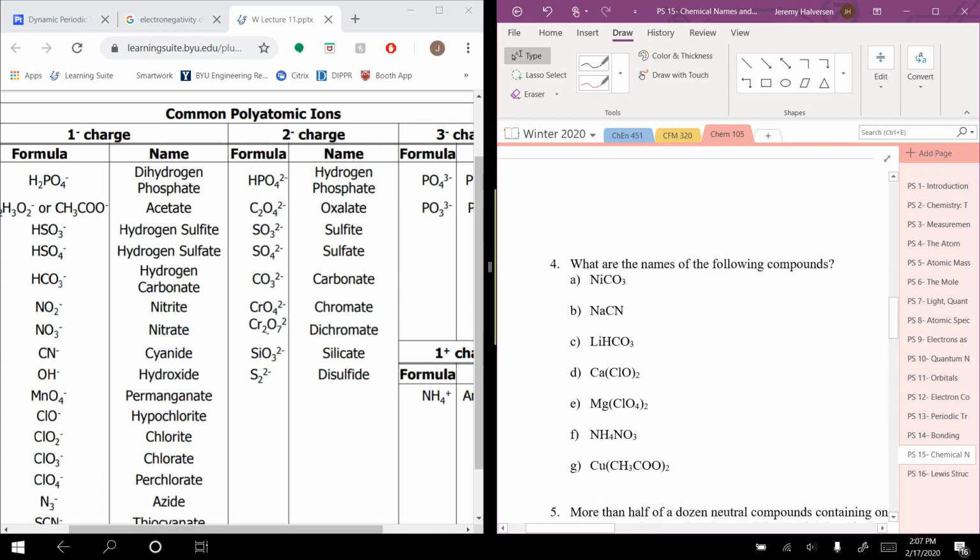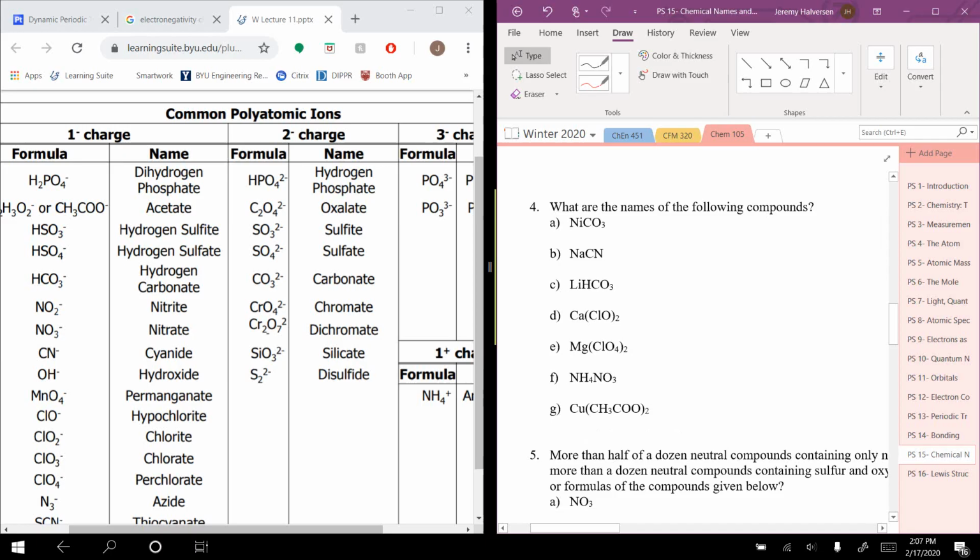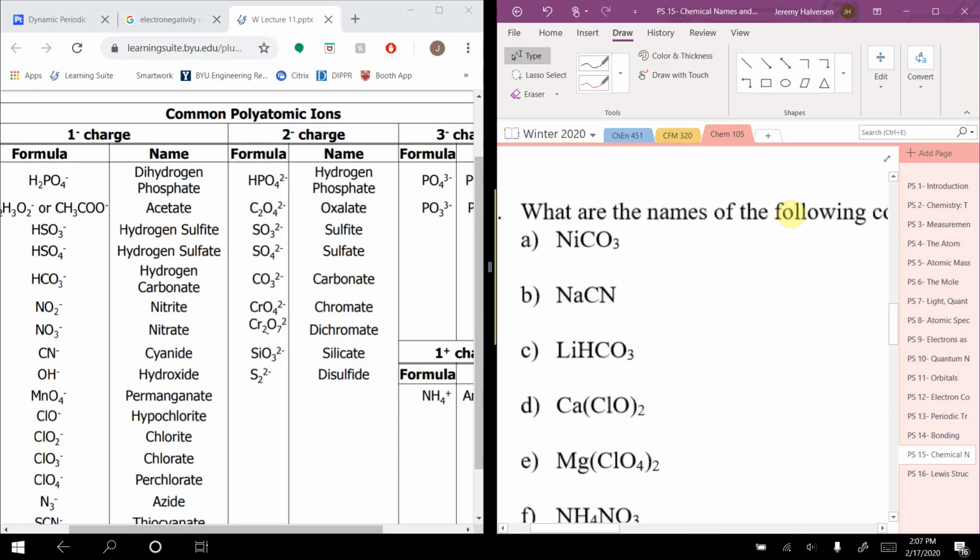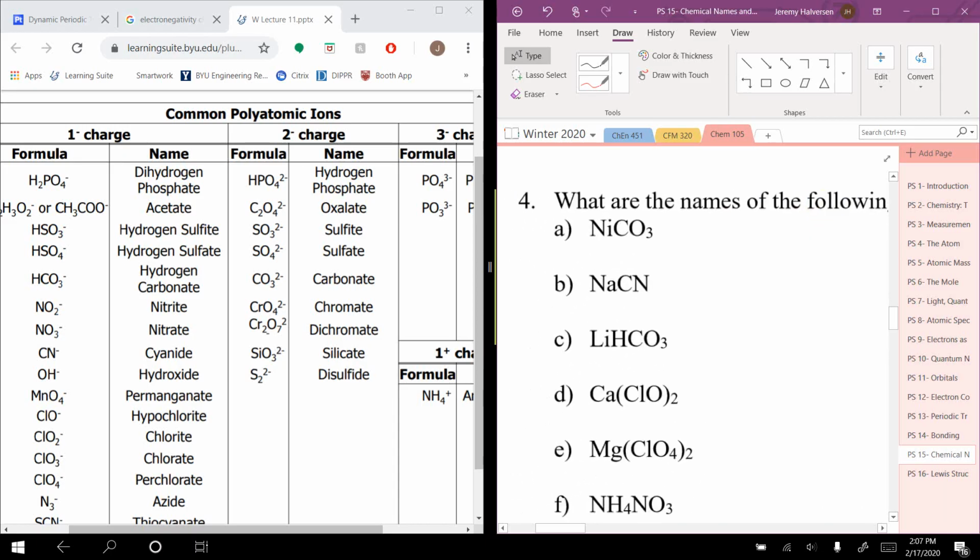All right, what are the names for the following compounds? We're doing the same thing but opposite. So CO3, that is carbonate, and nickel. So this is nickel carbonate.